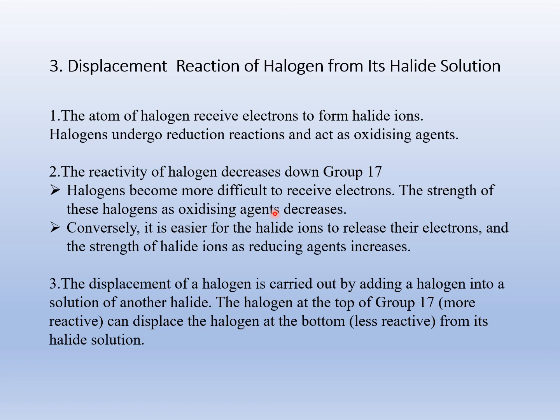Okay. Nanti kita tengok contoh. Kalau tak faham juga, kita baca 2-3 kali lah. Okay, number 3, the displacement of halogen is carried out by adding halogen into solution of another halide. The halogen at top of group 17, more reactive, can displace the halogen at bottom from its halide solution.